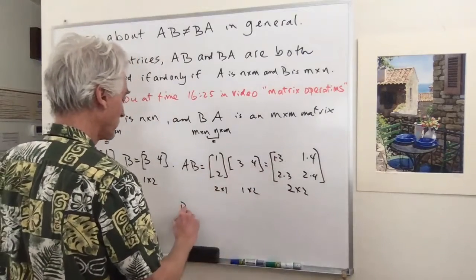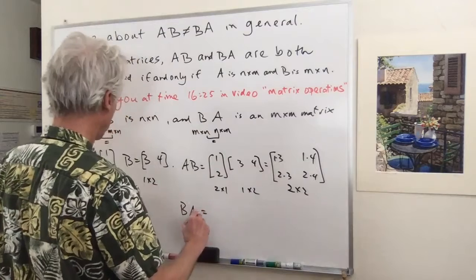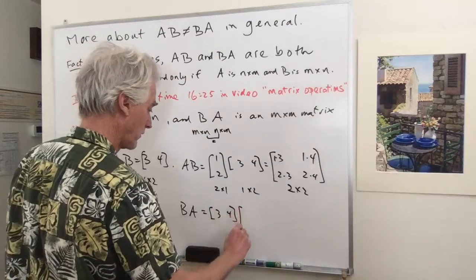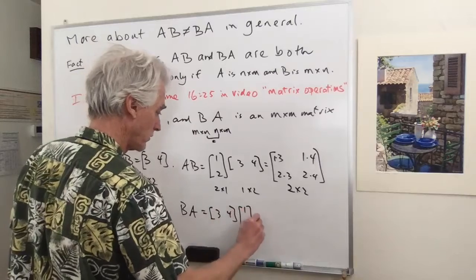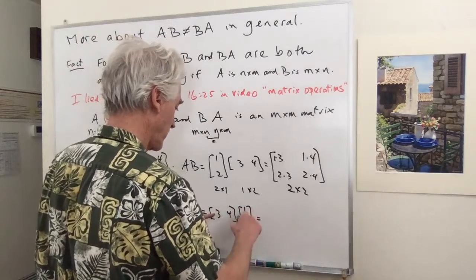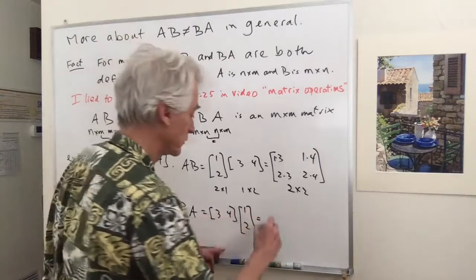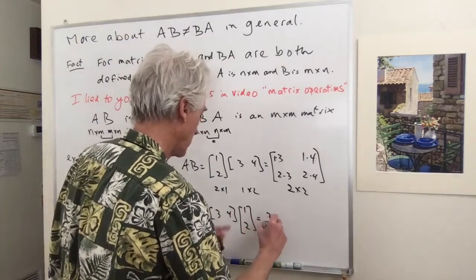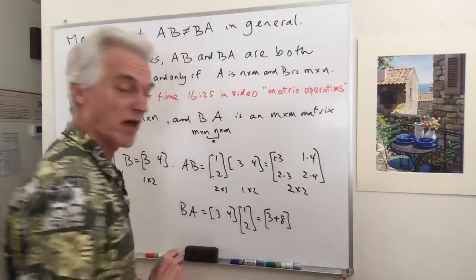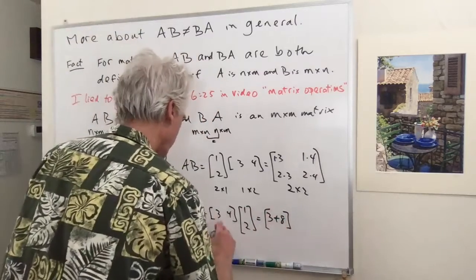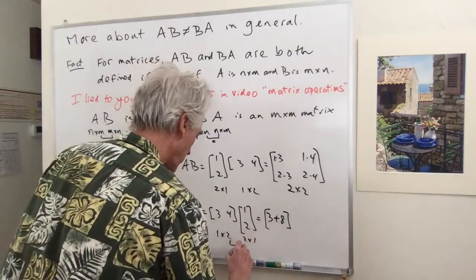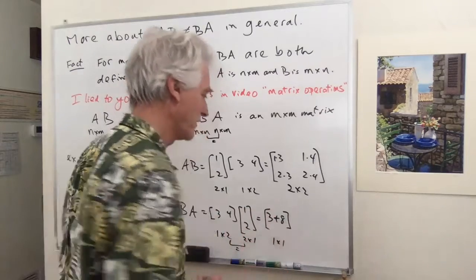This is an even more important example, BA, which is going to be 3, 4, 1, 2. This is going to be 3 times 1 plus 4 times 2. That's going to be 3 plus 8. And it's going to be a 1 by 1 matrix. This is a 1 by 2, there's a 2 by 1, those are equal, and the result is a 1 by 1 matrix.